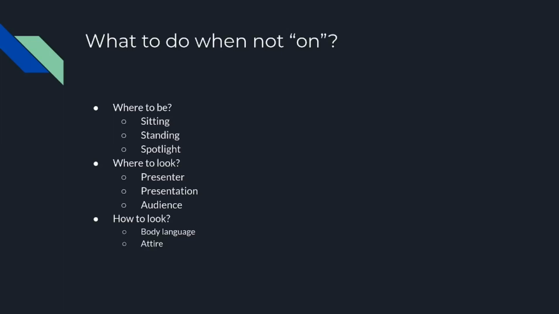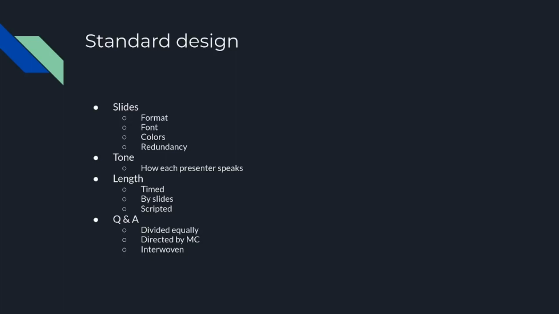As to how to look, there must be a centralized attire, and everyone must have a body language that reflects openness and is pointing towards the audience. There must also be a standard design. This is enforced and implemented by the leader. This is used in the slides, where you must standardize the format, the font, the colors, and avoid any redundancy in each person's slides so that the information isn't repeated.